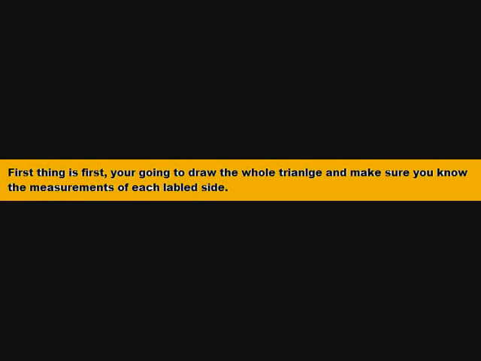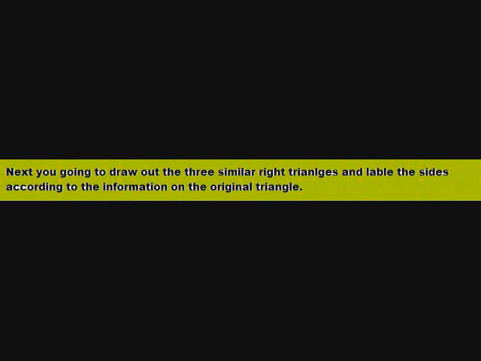First things first, you're going to draw the whole triangle and make sure you know the measurements of each labeled side. Next, you're going to draw the three similar right triangles and label the sides according to the information on the original triangle. Then you're going to set up a proportion for the problem. When you set it up, make sure that the variables are diagonal to the other variables and the numbers are diagonal to the other numbers.